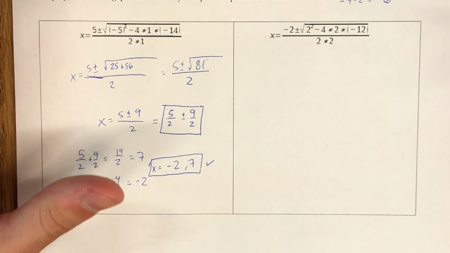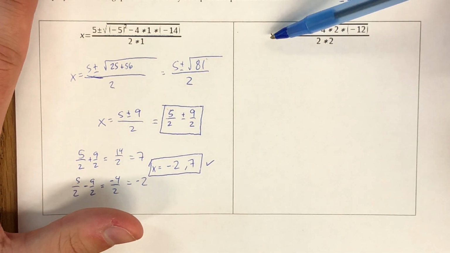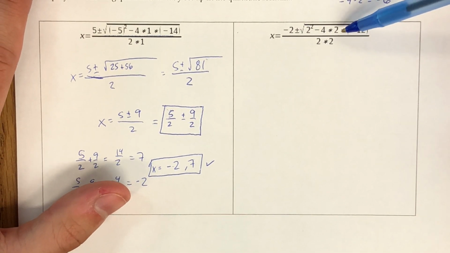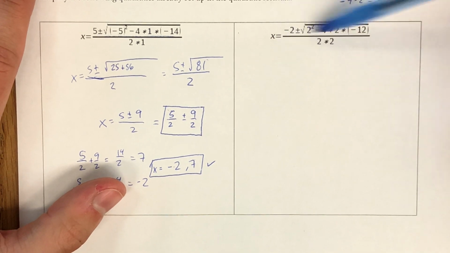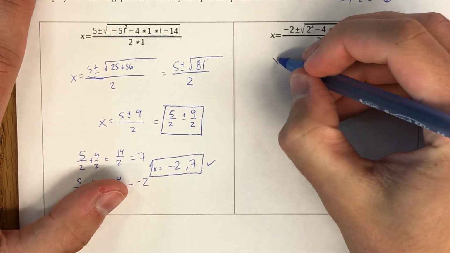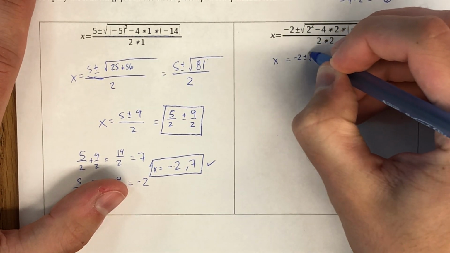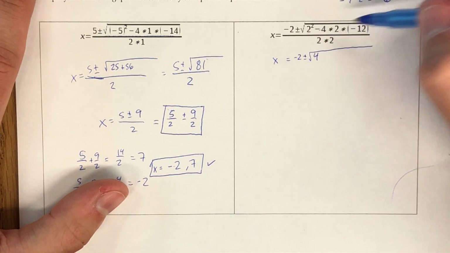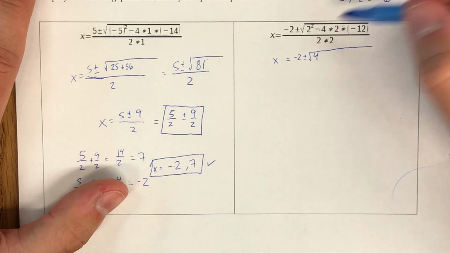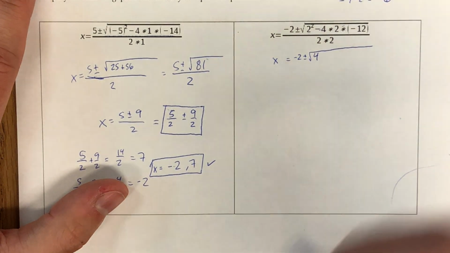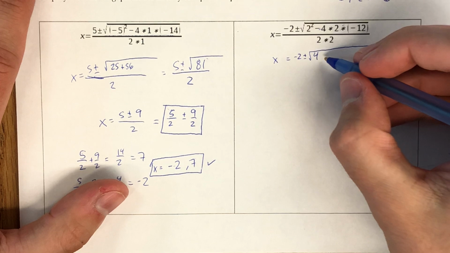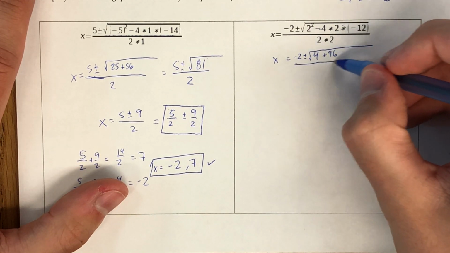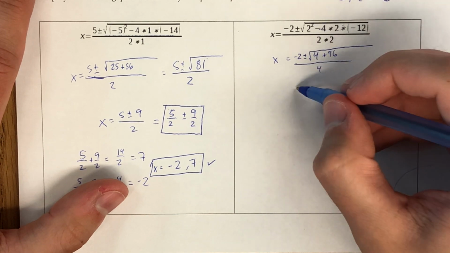And if you want to work ahead of me, pause the video, try it on your own, go for it. X equals negative 2 plus or minus the square root of 2 squared minus 4 times 2 times negative 12, all over 2 times 2. So 2 squared is 4. 4 times negative 4 times 2 times negative 12. So that'll be negative 8 times negative 12 would be positive 96. All over 2 times 2, which is 4.